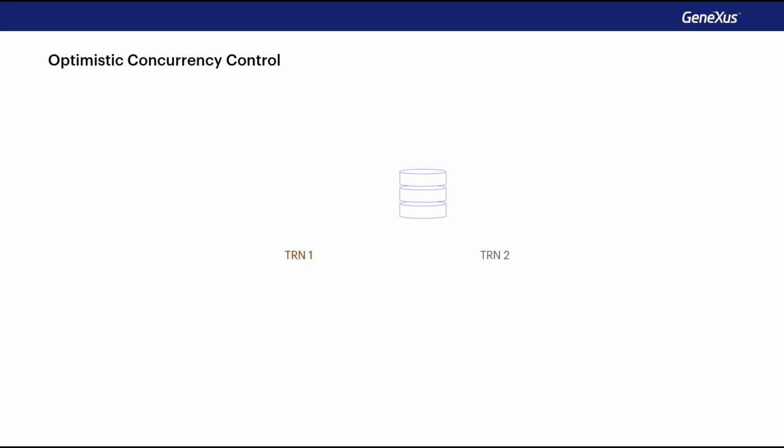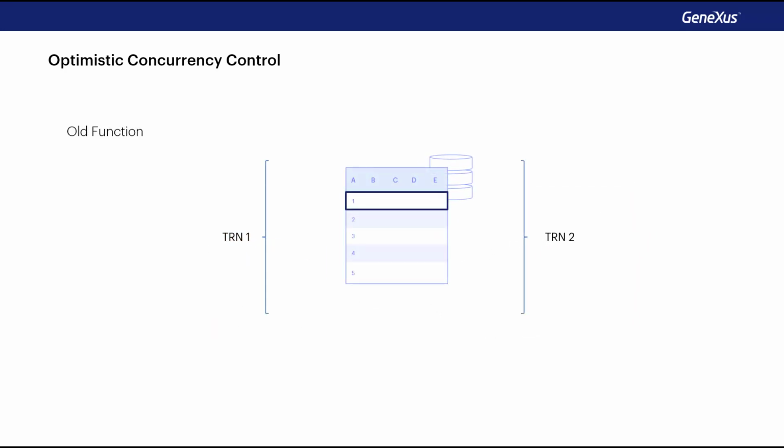The optimistic concurrency control is based on the old function. When a record is confirmed, the old values of each attribute are compared to the current values in the database. And if a value doesn't match, an error similar to the following is displayed. The table has been modified, which means that another user has modified the record since the values were obtained.